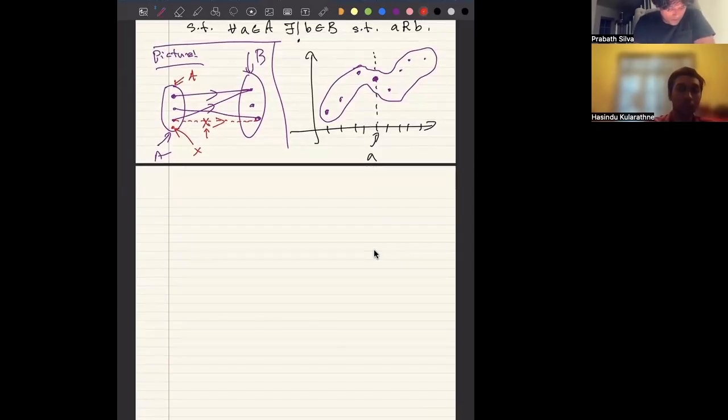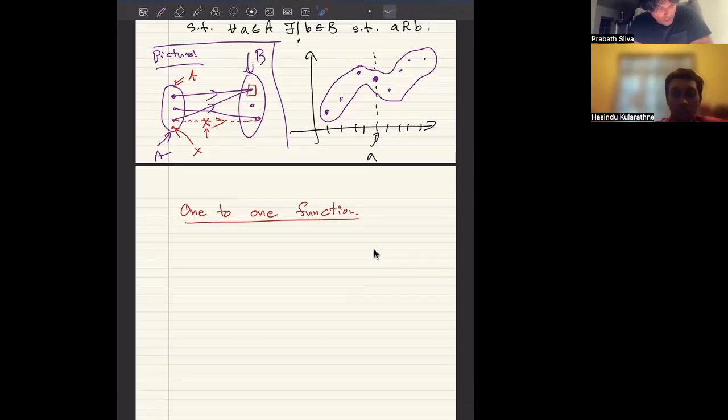That's a function, and there are special types of functions, say one-to-one functions. One-to-one means this type of situation doesn't happen. Here you have two elements of the set A, this one and this one, and both of them get mapped to the same place. So one-to-one means they don't do this. I mean, they can cross, but they don't do this.